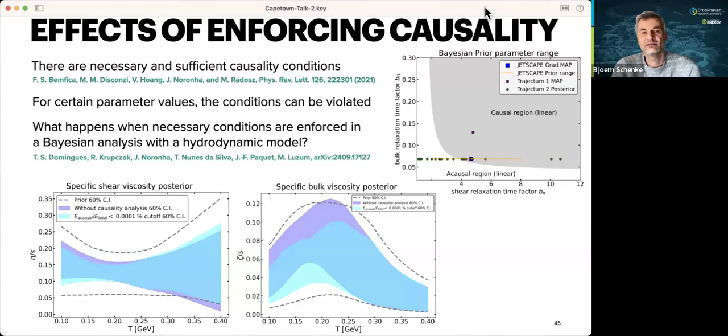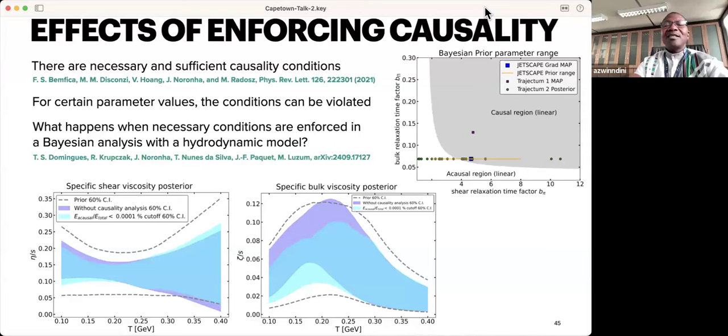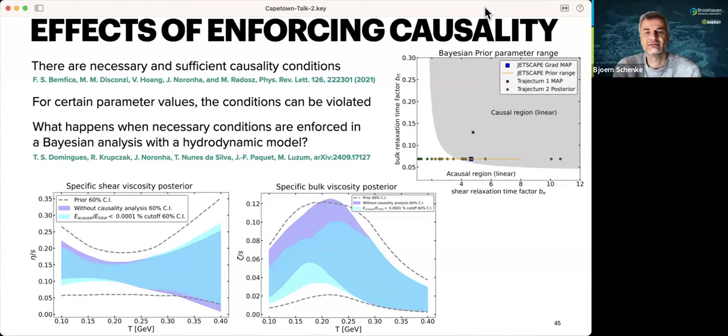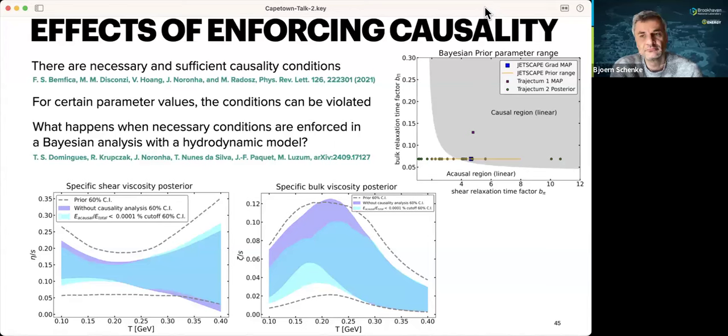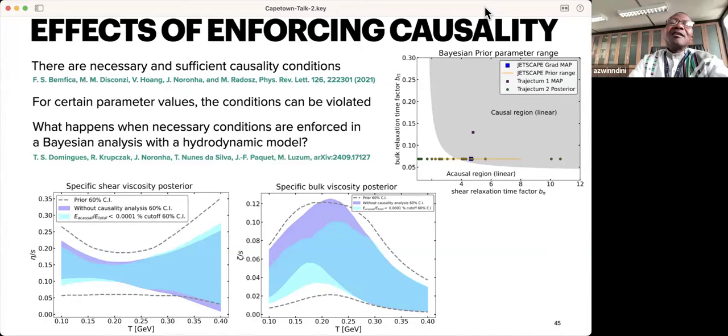Sorry, I didn't get what you mean in terms of how it would shift. This is not from experiments. The constraint on this region is phenomenological, that's not from experiment. No. Yes. Experimentally, now you can extract eta over S. So I'm just wondering whether that extraction will have an impact on where the causality region should lie.